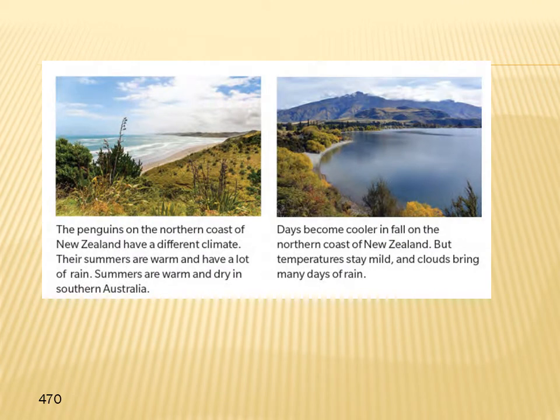We are still on page 470. Look at the third picture. The penguins on the northern coast of New Zealand have a different climate. Their summers are warm and have a lot of rain. Summers are warm and dry in southern Australia. Look at the last picture. Days become cooler in fall on the northern coast of New Zealand, but temperatures stay mild, and clouds bring many days of rain.